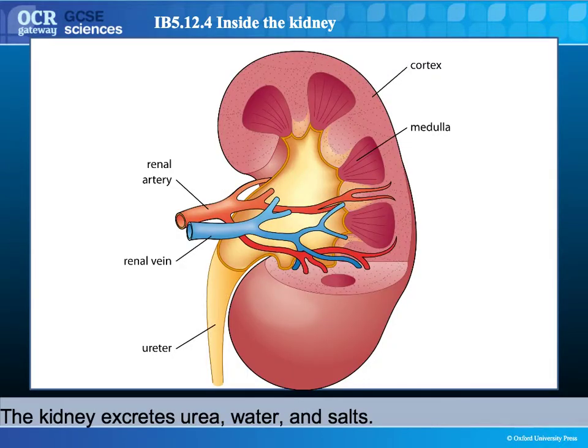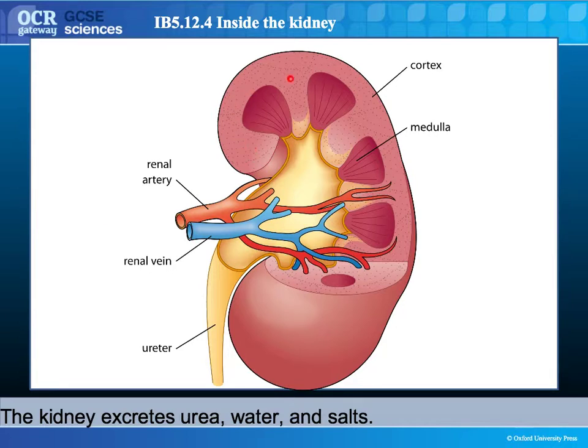Now we're on to the kidneys, and this is a diagram of the kidneys. Here we can see the different parts of it. We've got the renal artery, which takes blood to the kidney to be filtered, and we've got the renal vein, which will take the filtered blood away from the kidney.